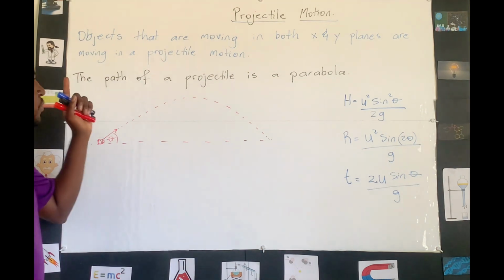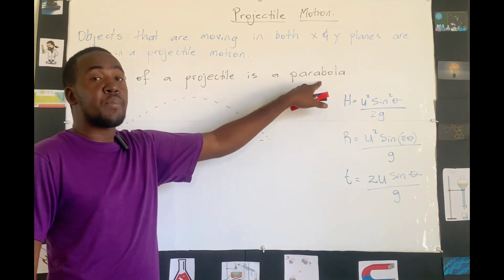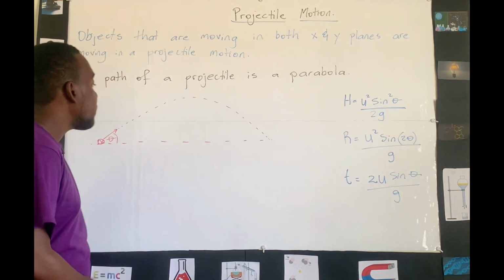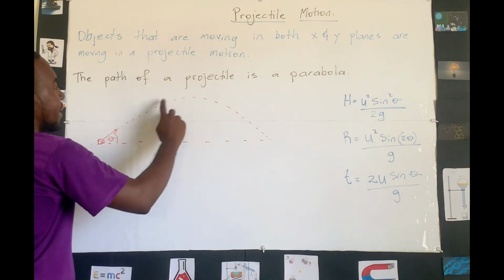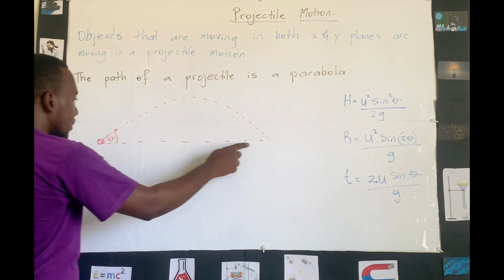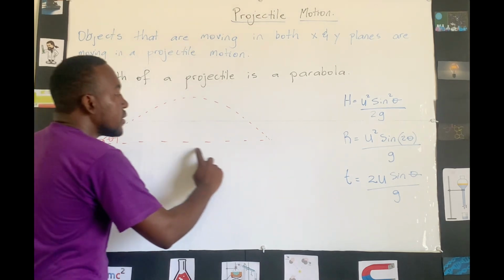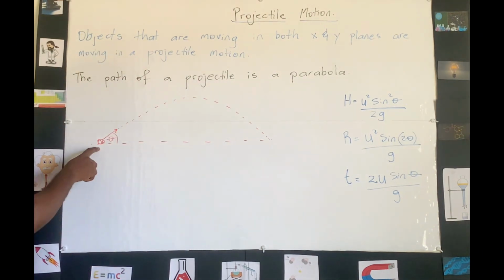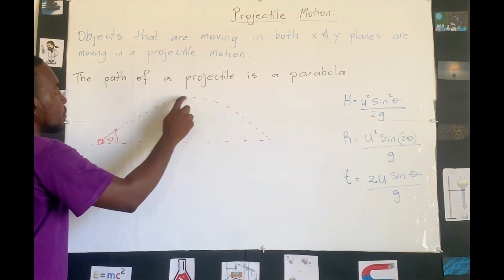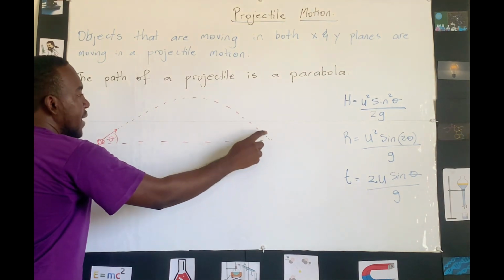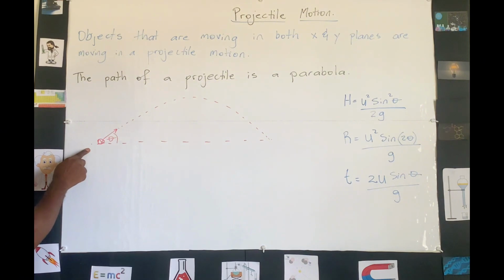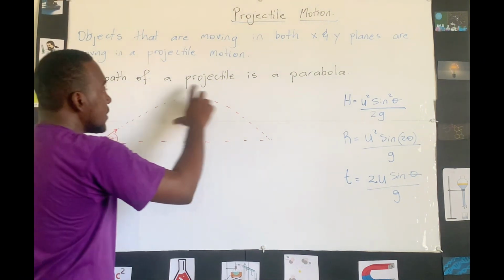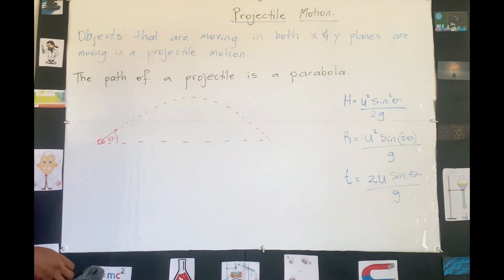Now, the path of a full projectile is in a parabolic path. Parabolic path means a curve that goes to a maximum and comes back down to that original horizontal level. So in this diagram, we have a ball, it's being kicked, it goes up to a maximum height, and then it comes back down to the ground level, where it was kicked from. So therefore, this is a full projectile motion.